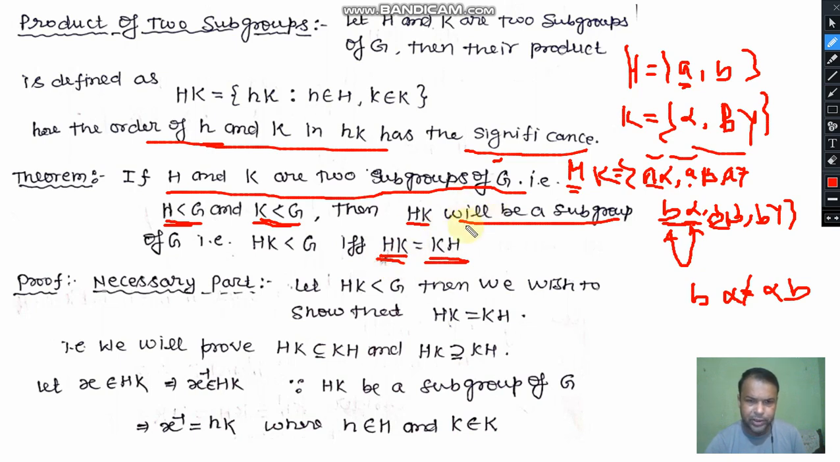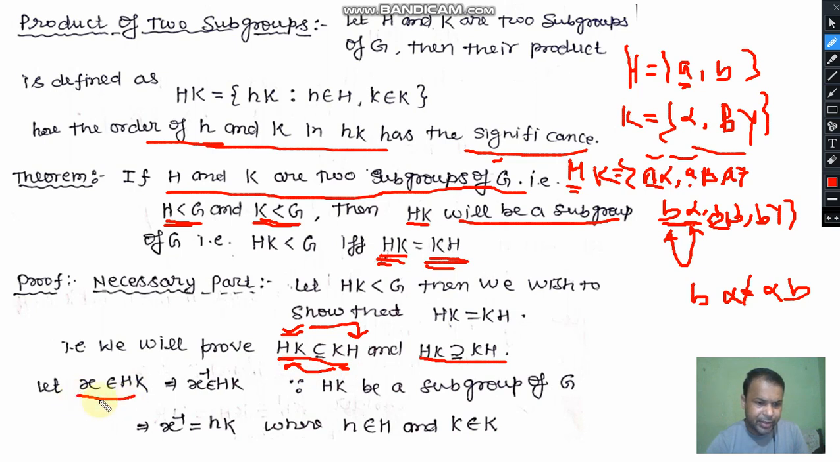Now we wish to prove this theorem. If you want to show HK equals KH, you have to write it in two ways. First, HK is a subset of KH, and KH is a subset of HK. Then HK and KH will be equal. First I will consider any element in HK and show it is in KH. Similarly, I will consider any element in KH and show it is in HK.